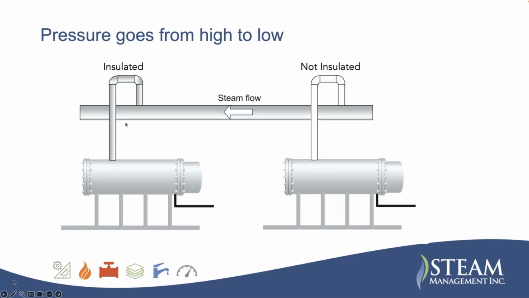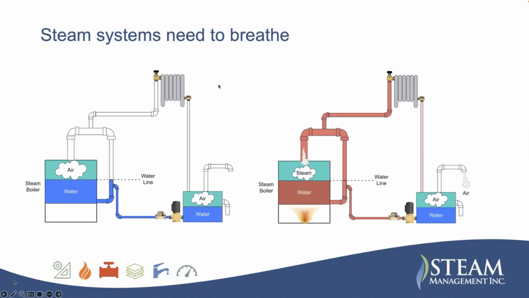Pressure goes from high to low. On this one, we have an insulated tank, and this one is non-insulated. So the steam flow is supposed to go this way. Well, if this is non-insulated, it's going to condense more. Your steam is actually going to come back this way quicker. It goes backwards. Steam systems need to breathe.